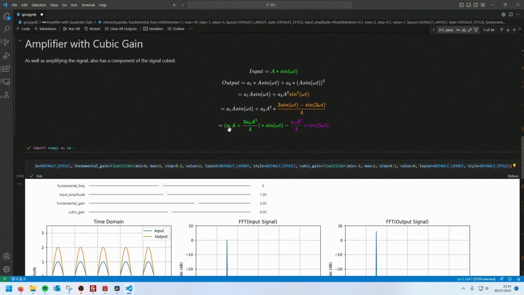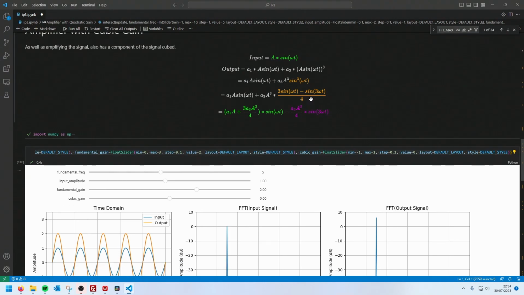The problem here is the amplitude of our sine wave at our wanted frequency, so at our 5 hertz in this case, now has this additional term here, and you notice that this scales as the input amplitude to the power of 3. And this generalizes: the nth order harmonic will scale as input amplitude to the power of n. And we have another component at 3 times our input frequency.